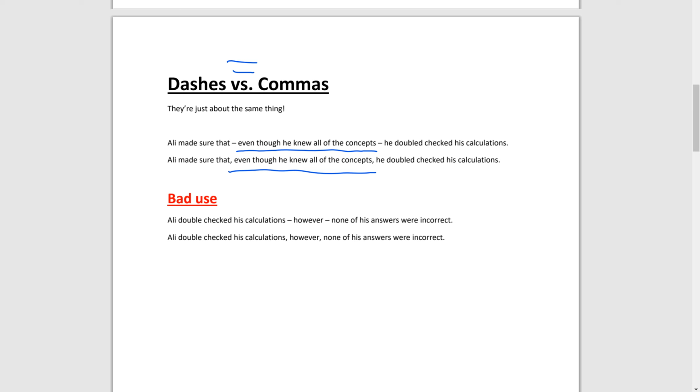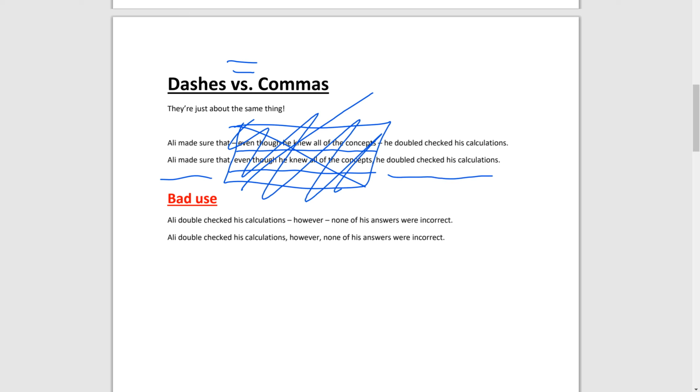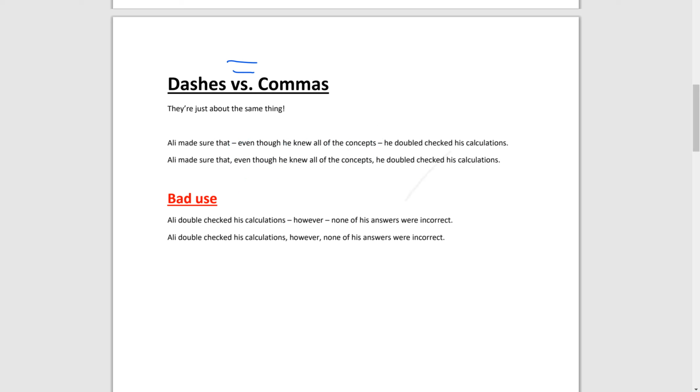What you need to know is that if you took out this interruption right here from both of these sentences, if you just crossed it out, these sentences still work. Like Ali made sure he double checked his calculations. That in and of itself, without this part, is still functional. So that's how you know that the use of a dash or a comma is correct in the case of an interruption. That when you just place something in the middle of a sentence and you interrupt the sentence, you should be able to take it out and the sentence should still be functional. So keep that in mind. That's something that's very heavily tested on the ACT English exam, and a lot of students just miss it.